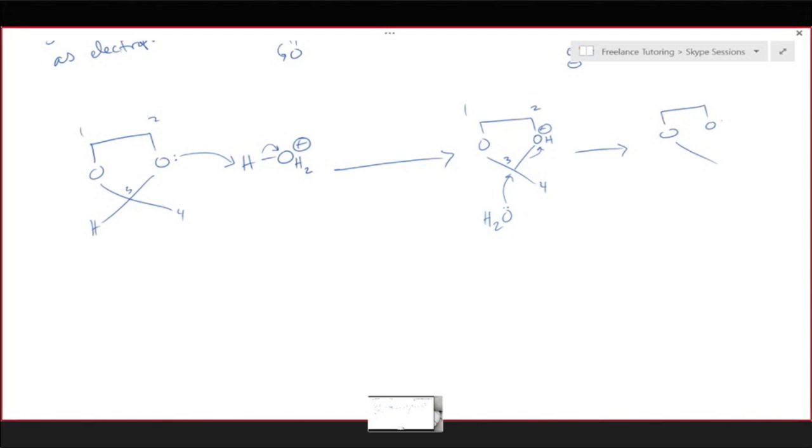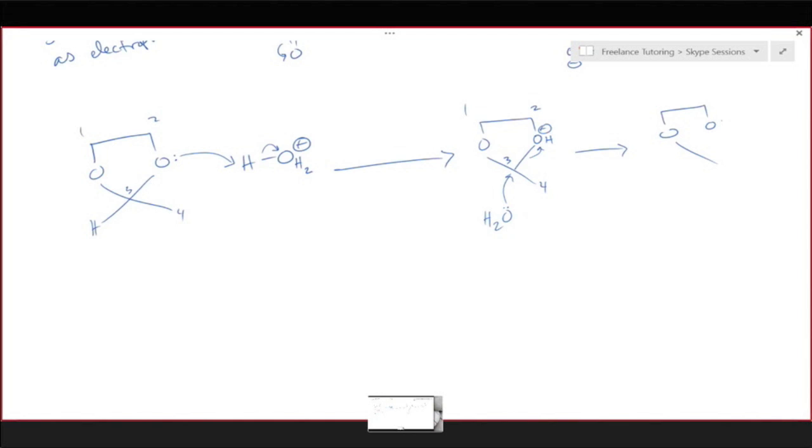So what you wrote down actually seems pretty reasonable, but it turns out it's not what actually happens in this case. But what you wrote down is quite reasonable. It turns out what actually happens is that the leaving group just falls off. That would have been hard to predict, so I wouldn't expect you to predict that. What you wrote down was reasonable. It just didn't turn out to be correct.